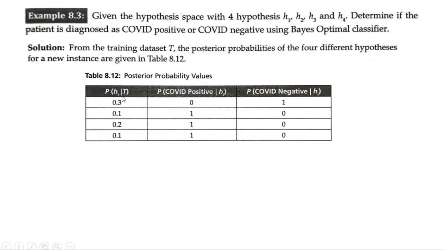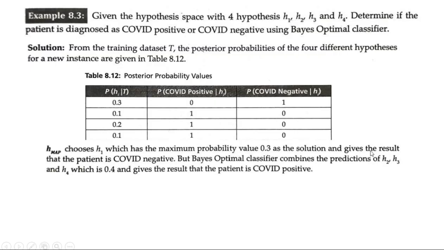The posterior probability for, let's say, the first hypothesis for the class T: if it is positive, the probability that this hypothesis is positive is 0. The probability that this hypothesis is negative, that is, COVID negative, is 1. So basically the posterior probability values are given for you in the question.